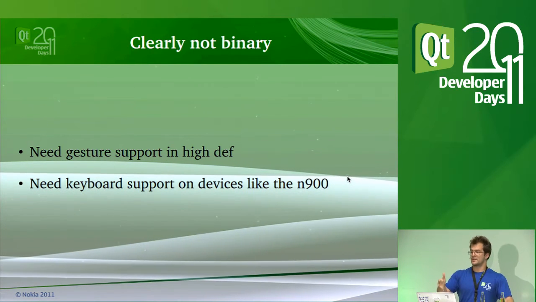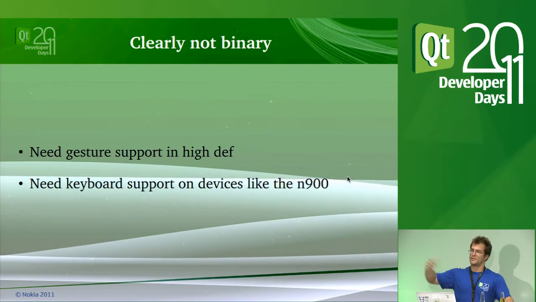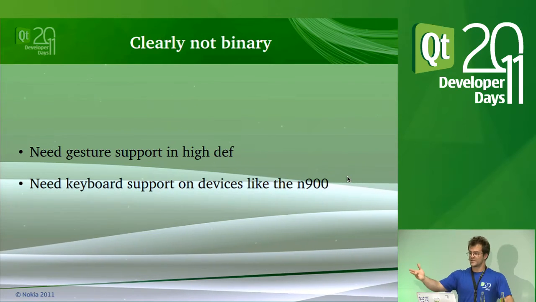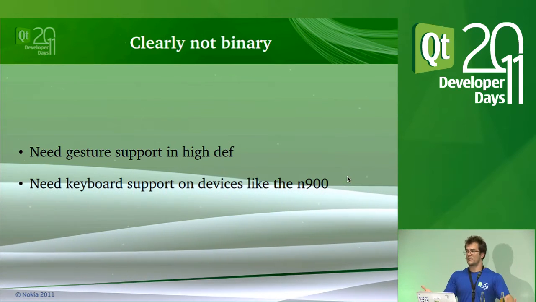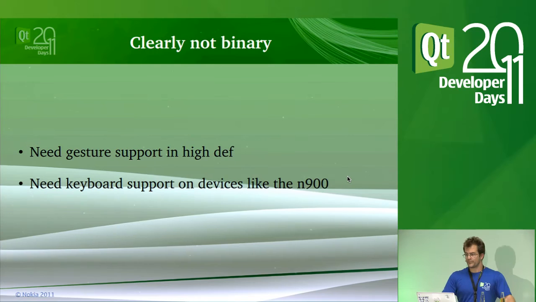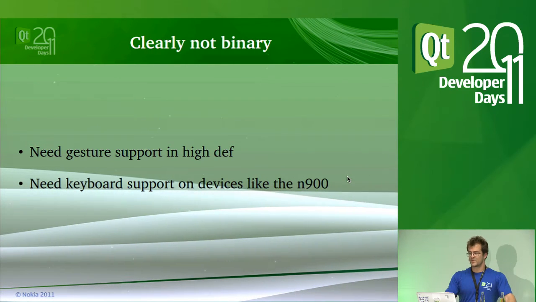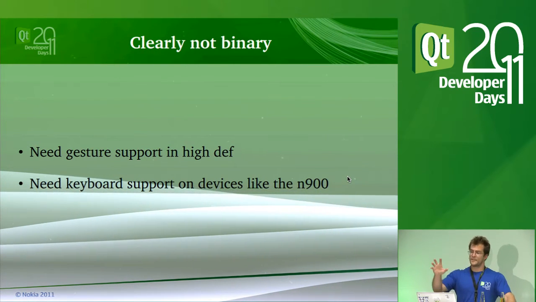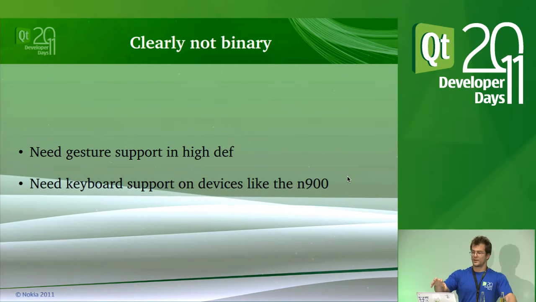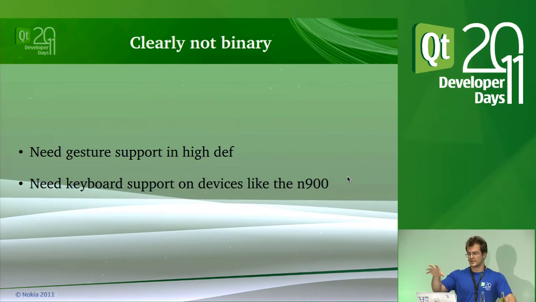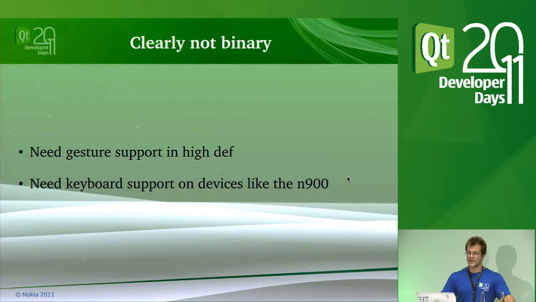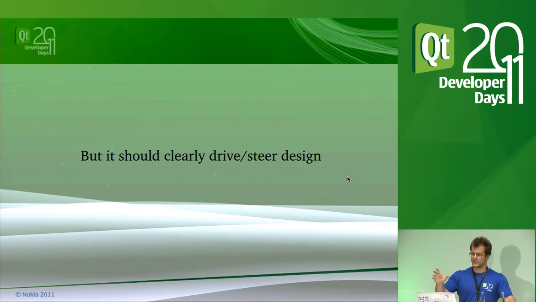It's not as simple as disregarding gesture support for high-resolution displays. For instance, we're coming to the point now where we do require this. And for instance, keyboard support can still be useful for smaller devices. So even though it's not a binary thing where you need discrete skins for different input mechanisms and different resolutions, it should clearly drive the design of your skin.